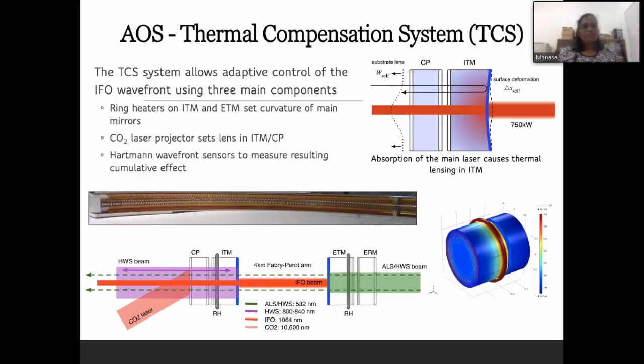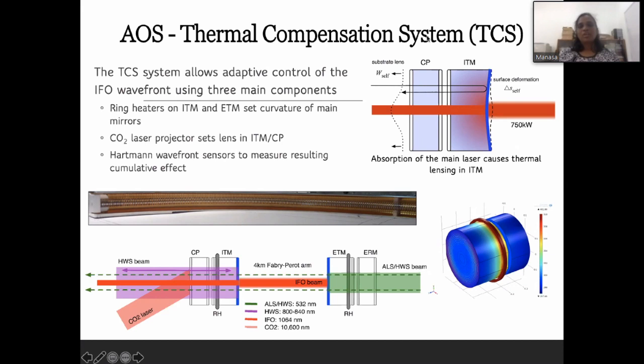Also part of the auxiliary optics system is the thermal compensation system. Even though the mirrors are designed to have a few ppm of absorption, once you ramp up the laser power, there is still some heating effect on the surface of the mirror, which causes some surface deformation and gives rise to thermal lens effects.